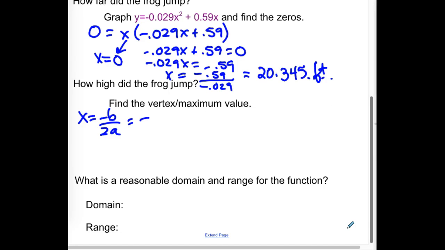So the opposite of negative 0.59 is 0.59, over 2 times negative 0.029. Sorry, it was a positive 0.59, so now it's going to be negative. So again, we have a negative divided by a negative. Should come out as a positive answer. What do you get? Again, keep it in your calculator.